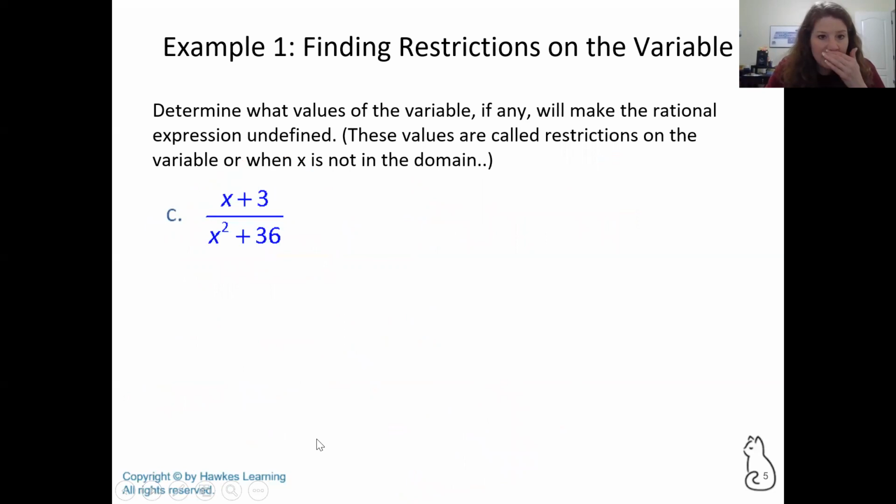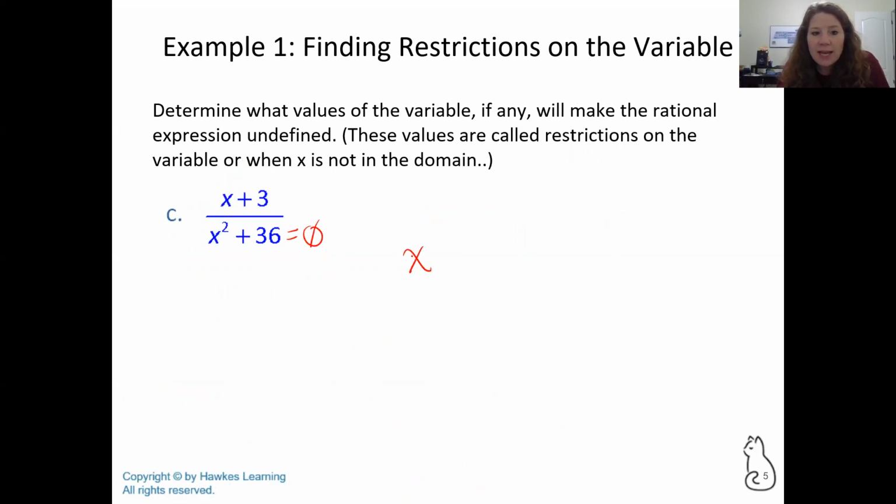All right, let's see what this one says. This one says, determine what values of the variable, if any, will make the rational expression undefined. So this does not tell me to simplify. I need to pay attention to the directions. So we want to see what would make the denominator equal to 0.